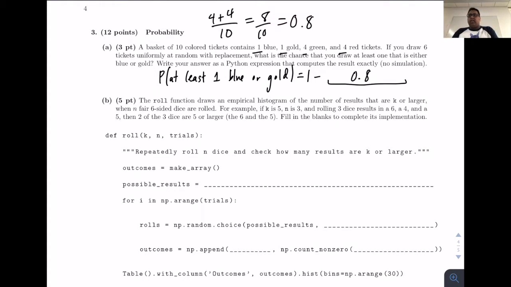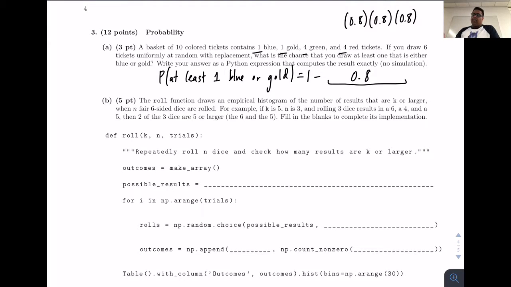But we're not just drawing one card in this case. We're actually drawing 6. So we have to consider that there's a 0.8 chance that the first one is not blue or gold. And for the second card, there's also a 0.8 chance that it's not blue or gold. And for the third card, there's also a 0.8 chance. These events are conditional, because we're multiplying the probability of the second one not being blue or gold, given that we already know the first one is not blue or gold. Here the probability doesn't change because they're independent. But this is still a multiplication rule question.